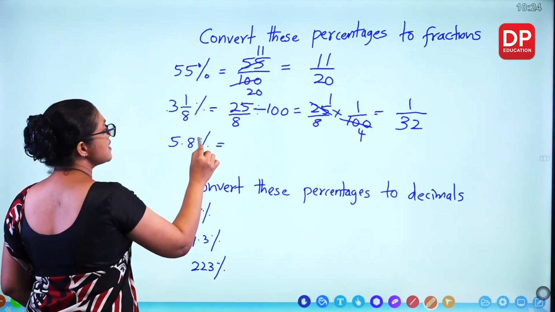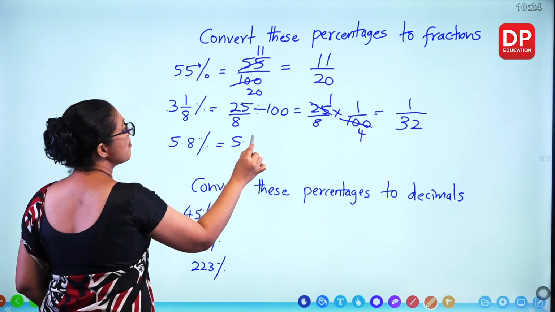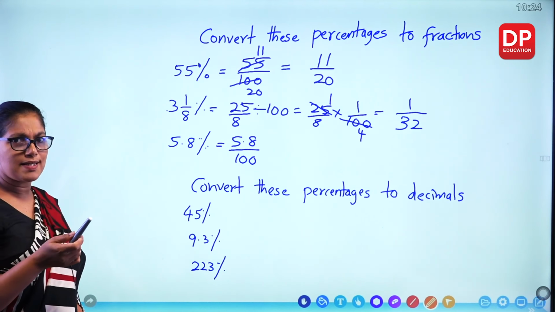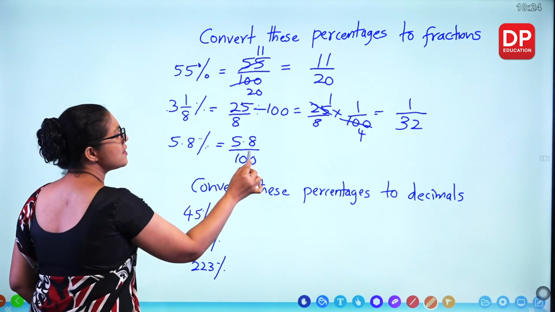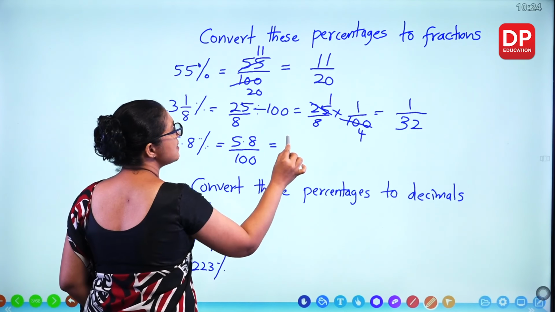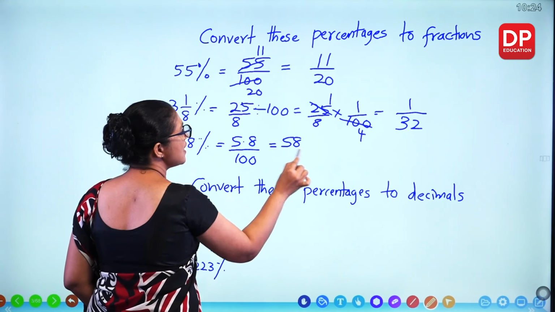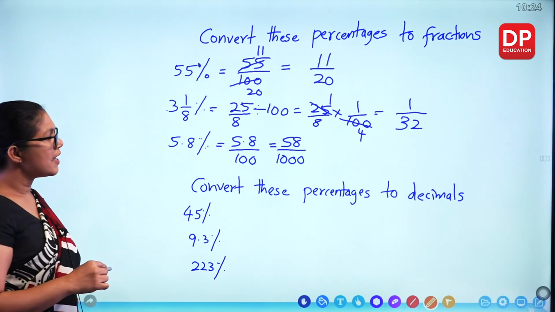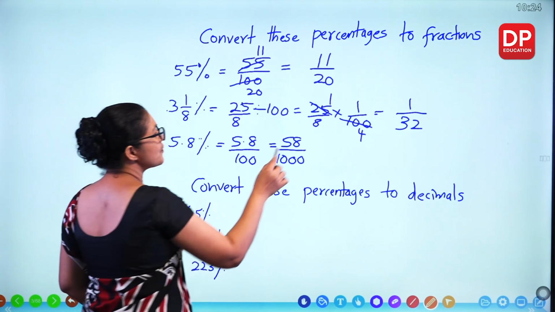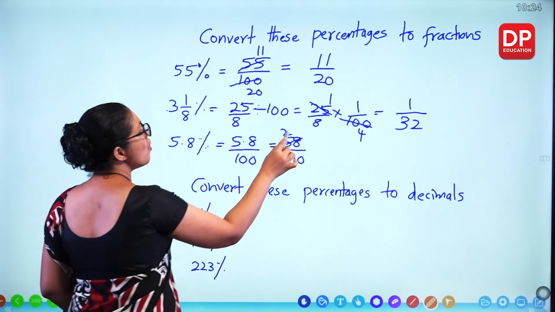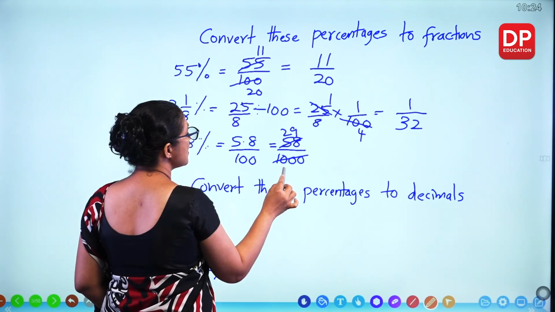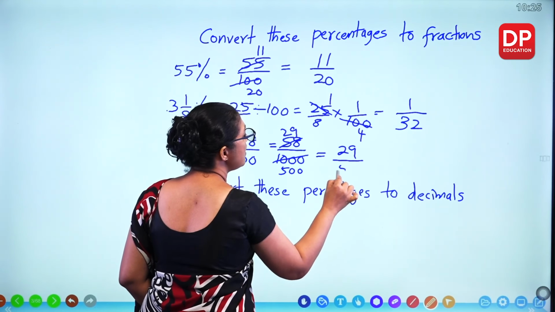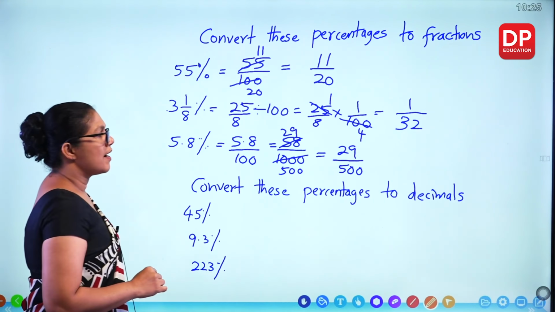Now decimal value is there. Again, percentage means divide by 100. 5.8 divide by 100. Now you can't keep decimals in fractions. So we have to get rid of this decimal point. Multiply by 10, you get 58. You have to do the same thing for the denominator. So you get 1000. 58 over 1000. Simplify. 2 times 29, 2 times 500. So what's the fraction? 29 over 500.